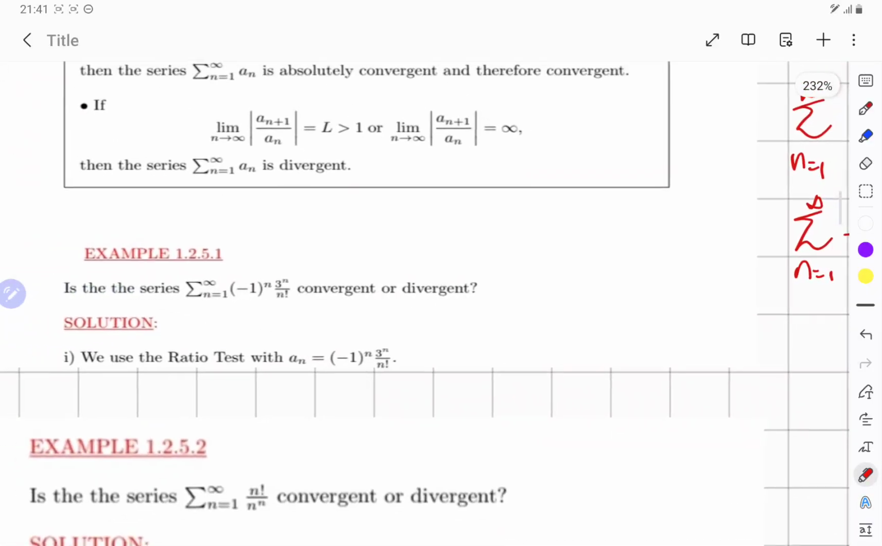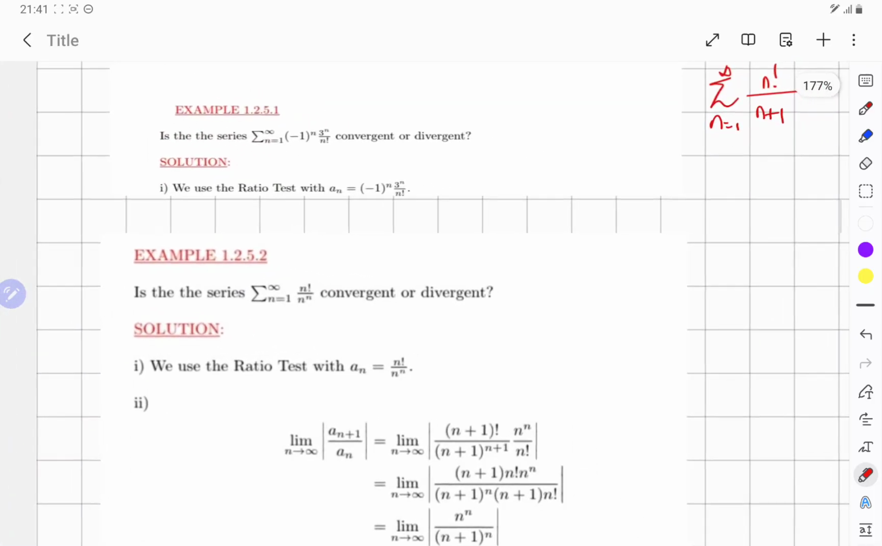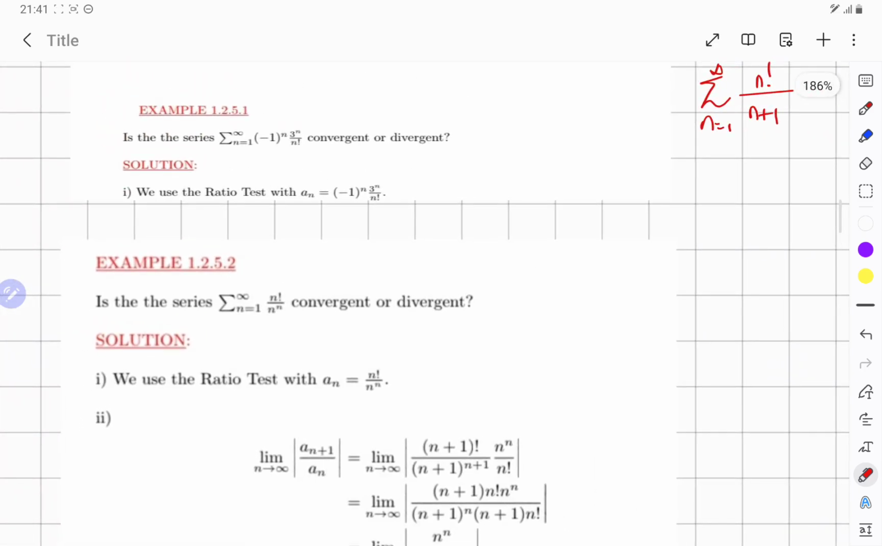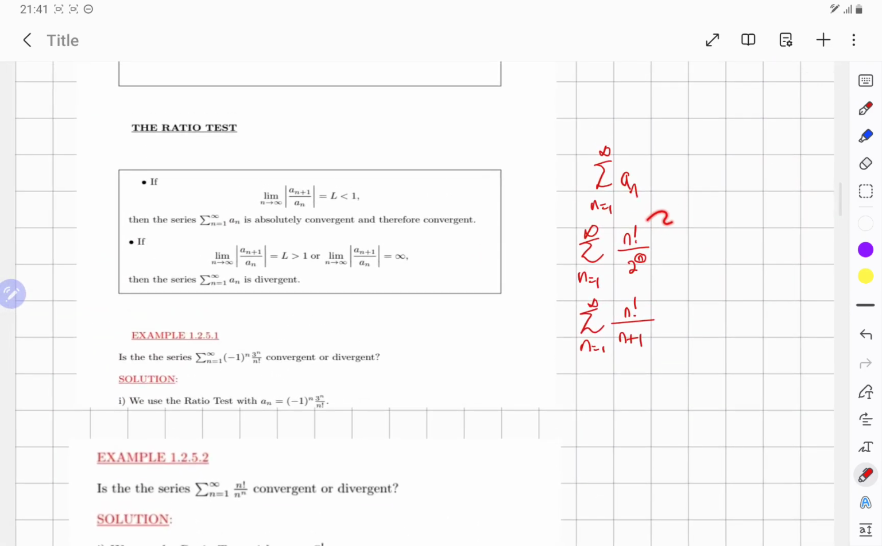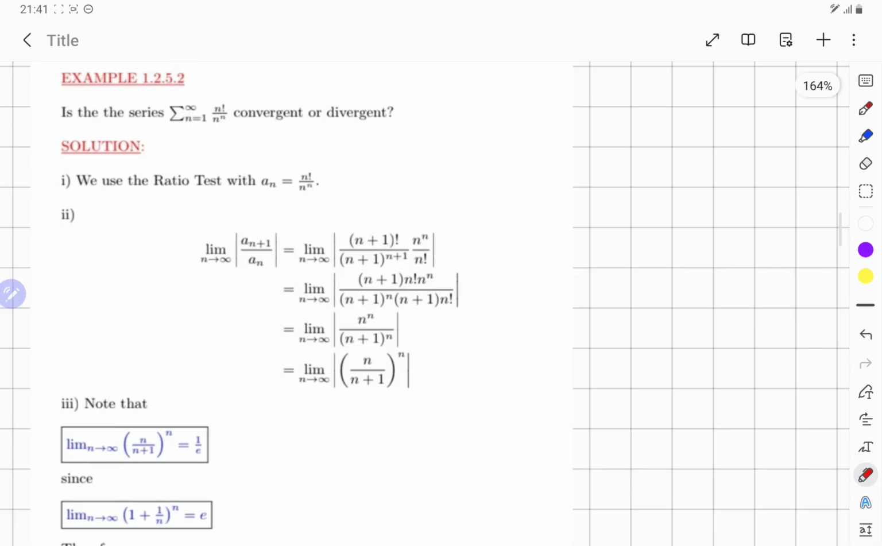So let's get straight on to an example. So we need to check if this series is convergent or divergent. Now, just make sure here we have a combination of a factorial and a power of n in our ratio. And that's what I've mentioned here. Whenever you have a combination of a factorial and n in your exponent, you will use the ratio test.